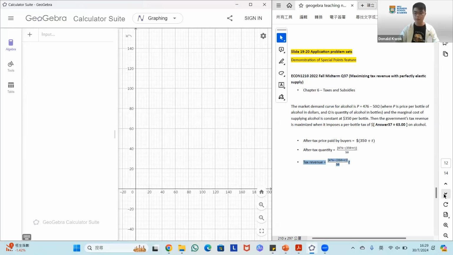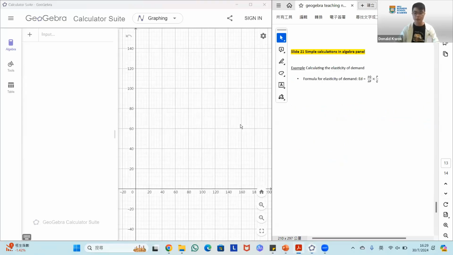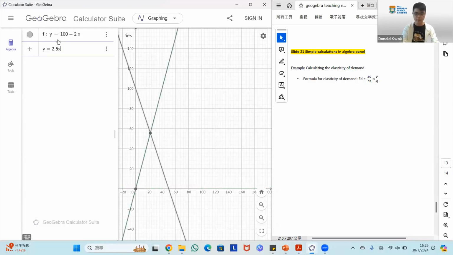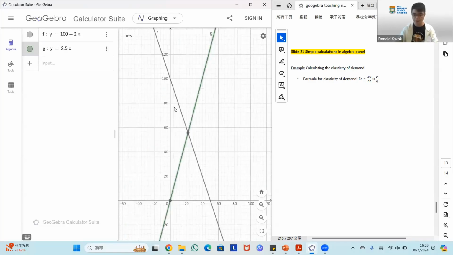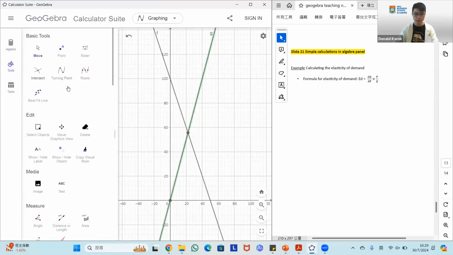Apart from plotting graphs of functions in the algebra panel, we can in fact carry out some simple calculations here in GeoGebra. Suppose we need to calculate the elasticity of demand at the equilibrium point, given by the demand and supply functions here. At the beginning, of course, we need to find the market equilibrium point and can make use of the intersect function.